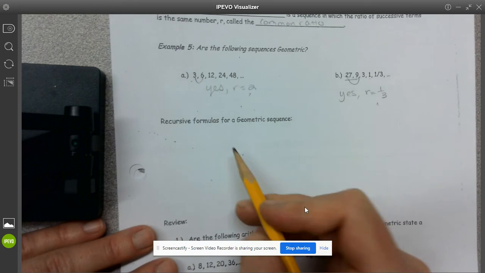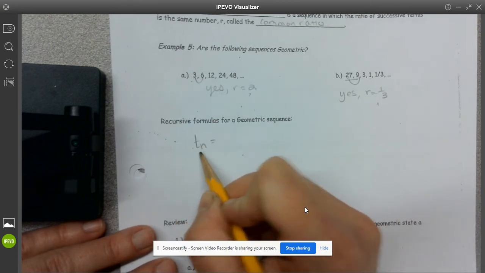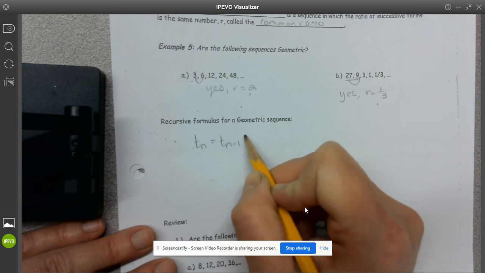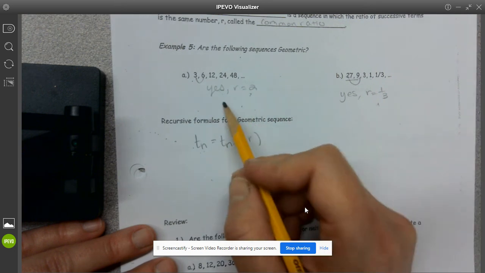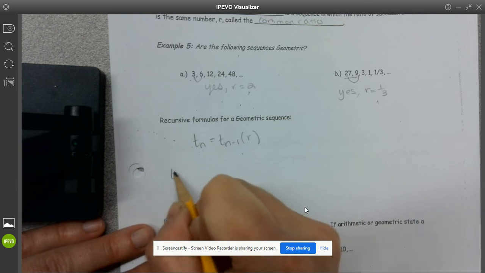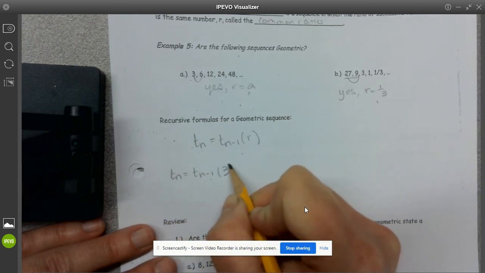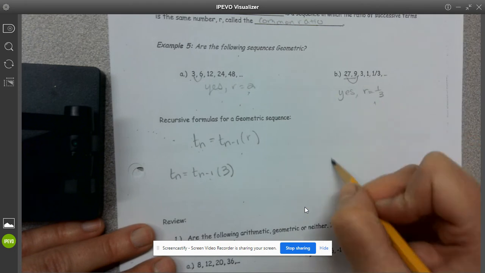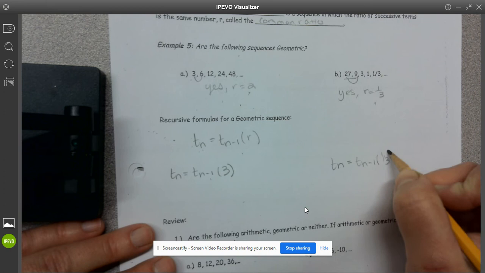So a recursive formula for a geometric sequence is the same thing. It's your first term, whatever term you're trying to find, you take the term before it and multiply it by r. Same thing. So if I wanted to find the formula for the first one, it's whatever term you're finding, it's the one before it times 3. Same thing here. Whatever term you're finding, it's the one before it times a third.